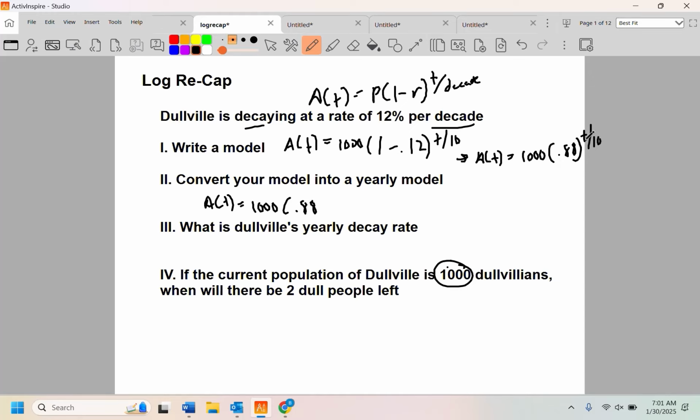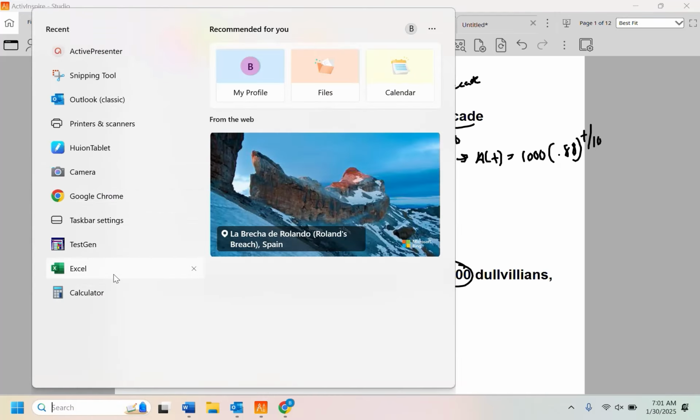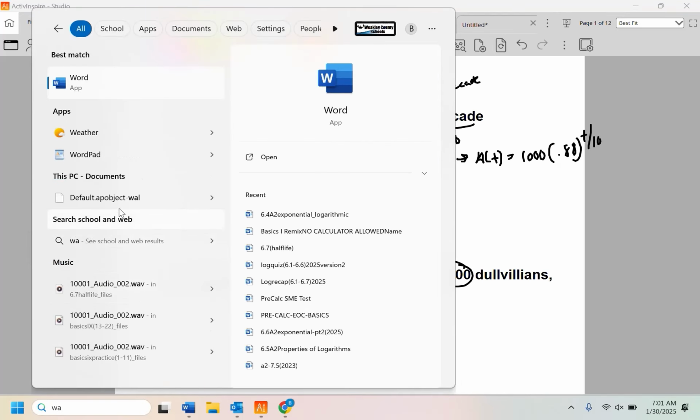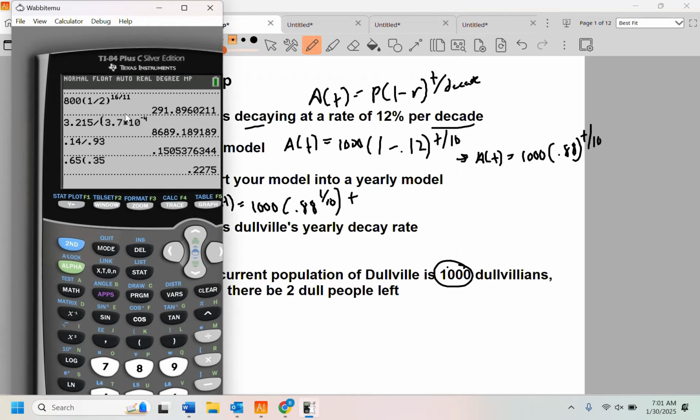We're going to move the 1/10 inside. We're going to leave the t on the outside. And then we're going to pull up a TI-84, and we're going to push buttons. All you got to do is just try and do it. It's not a hard skill.